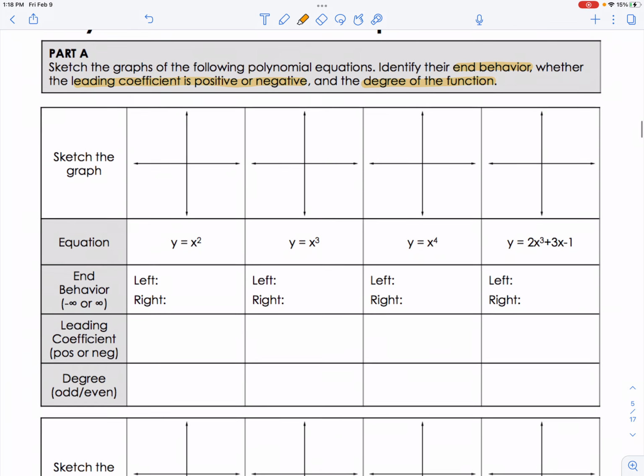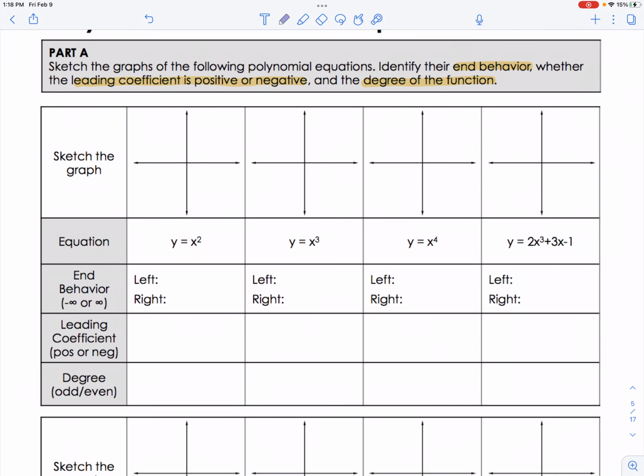So the first thing we're going to start off with is x squared. When we graph y equals x squared, this is just a parabola going through (0, 0), opening up. And again, this is just a sketch. When we talk about the end behavior, we are looking at what's happening at the ends. What is happening at the ends?